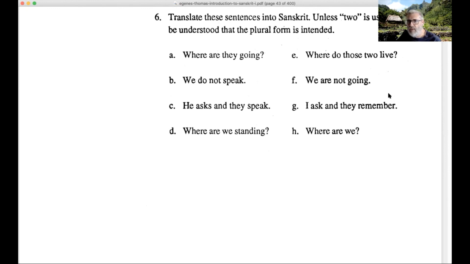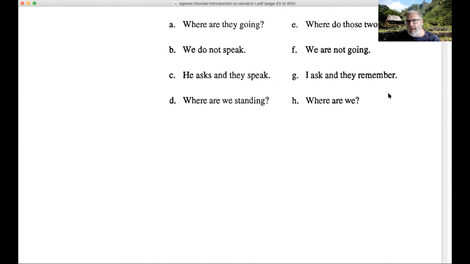Okay. We are not going. Gachh. We go is again first person plural. So it'll be na gachamaha. Na gachamaha. I ask and they remember. I ask will be prichami cha. Prichami. And then it'll be plural, and remember it'll be smar. So it will be they, so it will be plural.